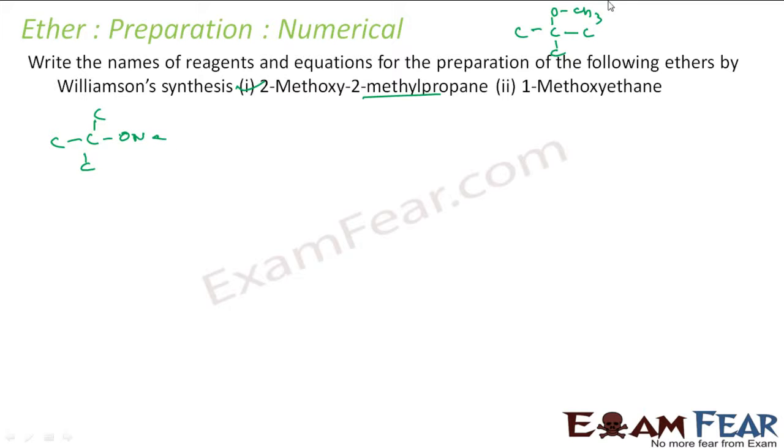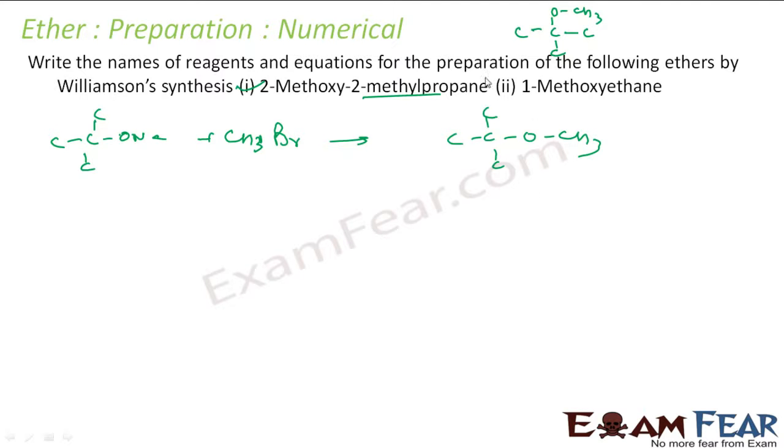ONa, and this part is CH3, which I have to take with a halide. Let me take it with Br only, right? So with this, what you get is 2-methoxy-2-methylpropane. So this is my bromomethane and this is my sodium 2-methylpropoxide.